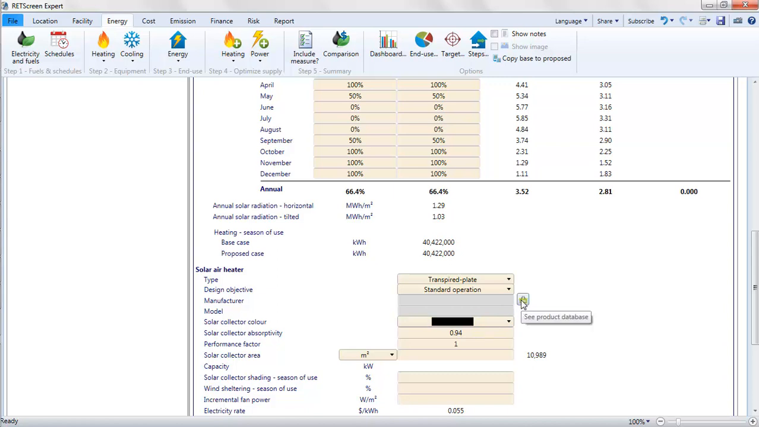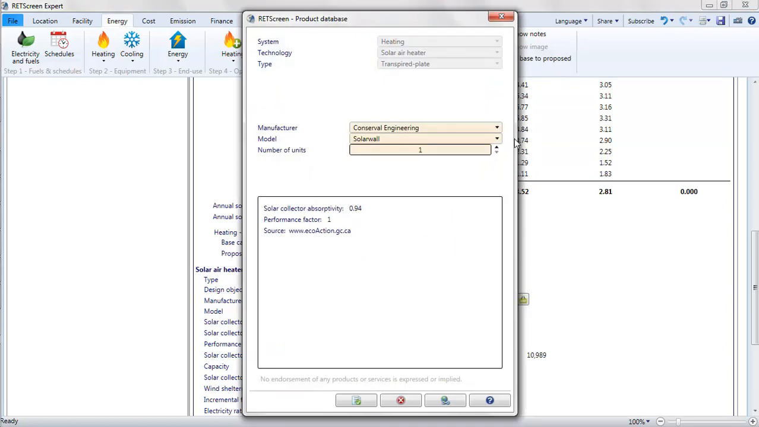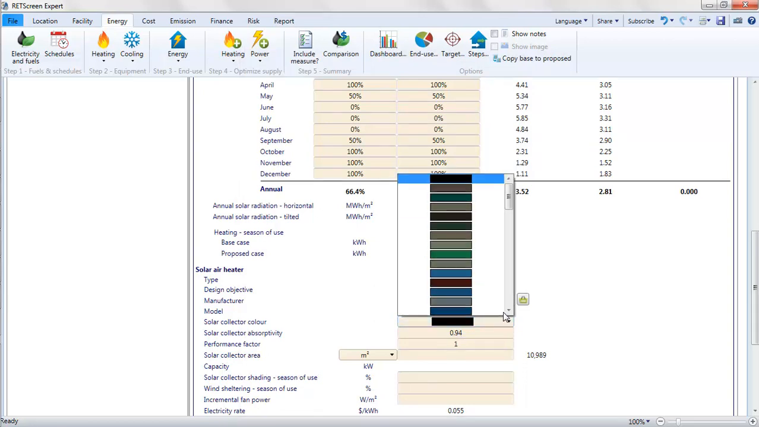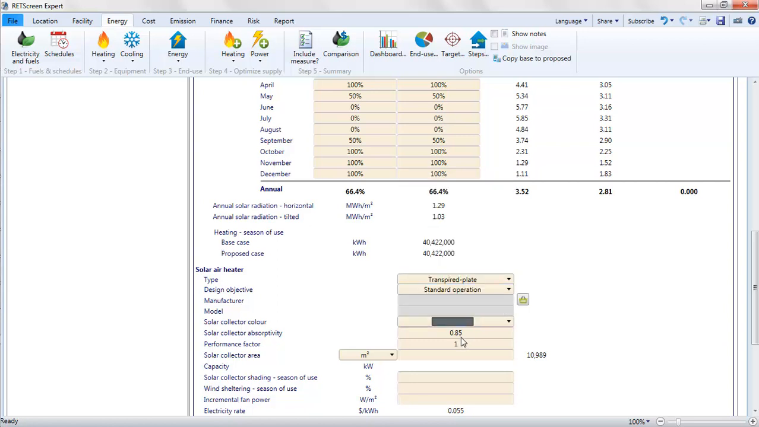I could visit the product database to look for a particular solar air heating technology, but here I will just specify that the solar collector color is a dark gray that achieves a solar collector absorptivity of 0.85 or 85%, indicating that 85% of the sun's incoming rays are absorbed by the collector. Black would achieve a slightly higher absorptivity, but was not chosen for aesthetic reasons.